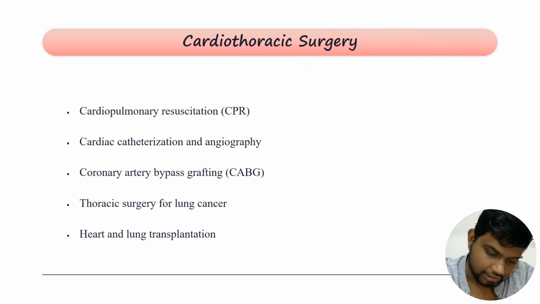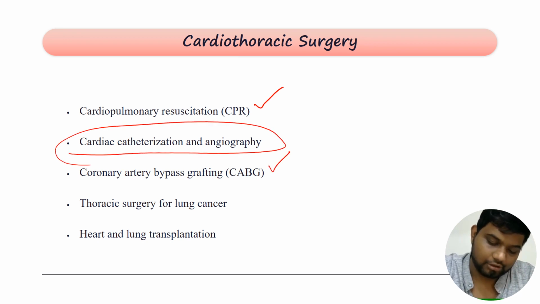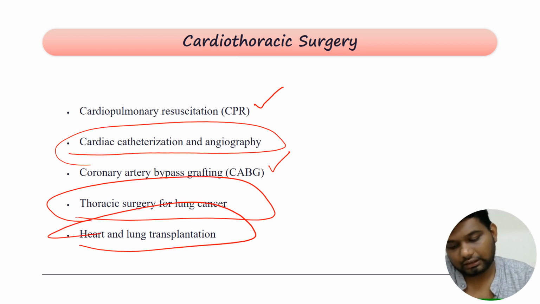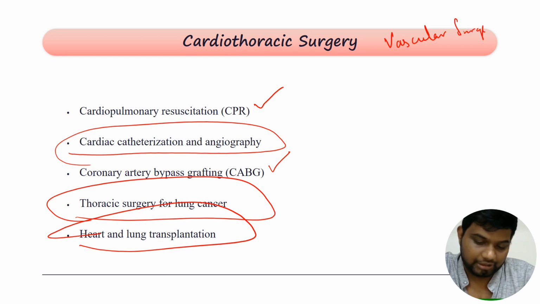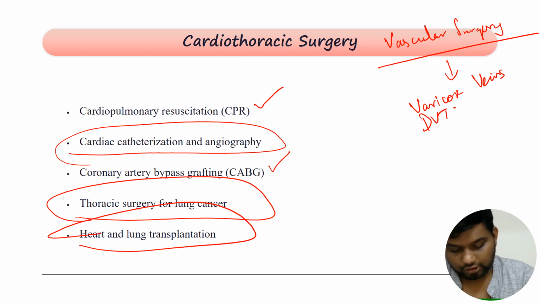In terms of cardiothoracic surgery, you have CPR, cardiac catheterization and angiography, CABG, thoracic surgery for lung cancer, and heart and lung transplantation. These are the topics of interest they may ask. Apart from that, vascular surgery is another important one. DVT and varicose vein are the two important topics where you may expect a lot of questions. Varicose vein and DVT you should not miss.